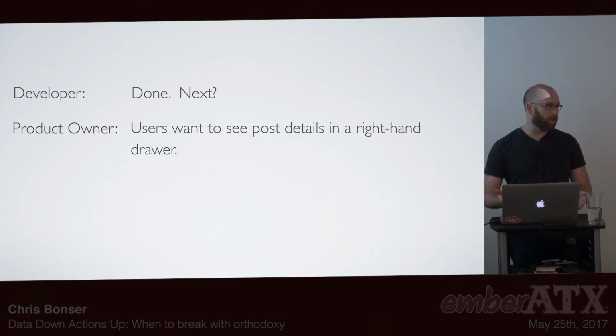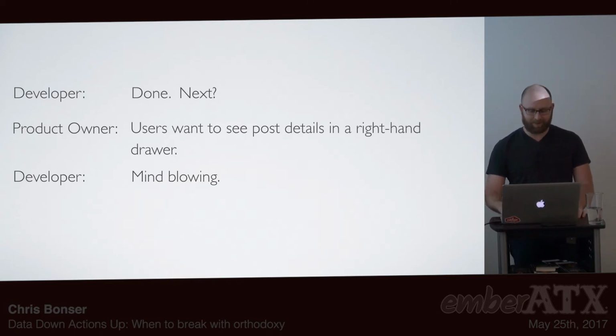And the product owner says, well, it turns out the users want some more information about the post. So what I'd like is to be able to see some post details in a little drawer that slides out on the right, and it shows you the details. We'll click on the card for more info, and then the drawer is going to slide out. To which you're like, this is really mind-blowing. We're building the next unicorn here for sure.